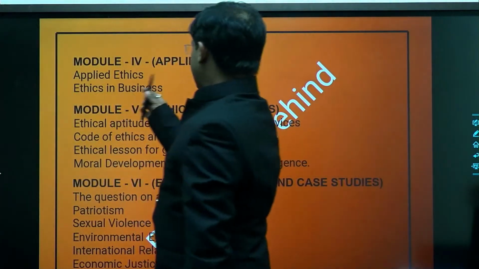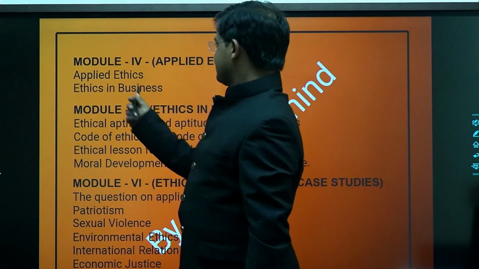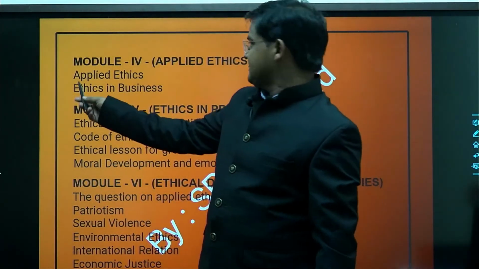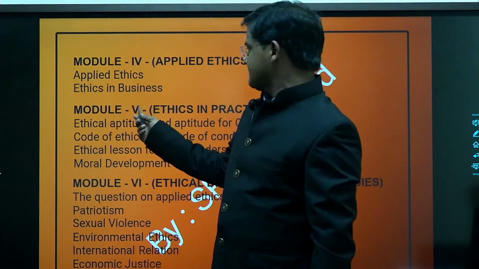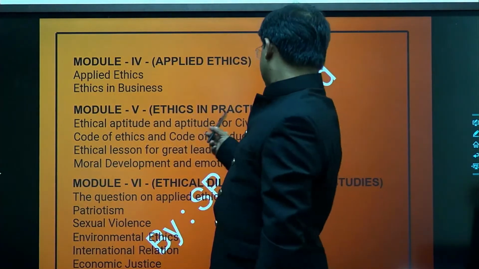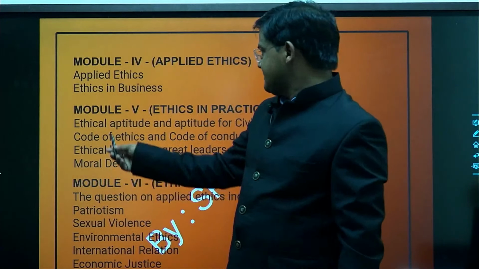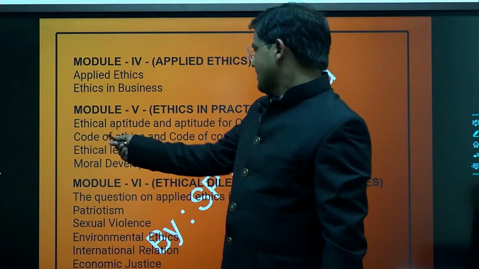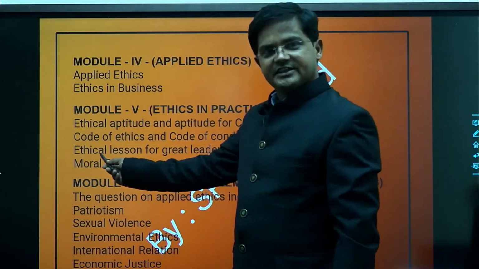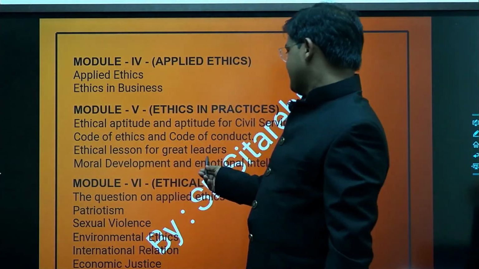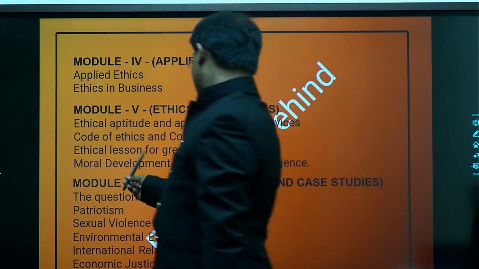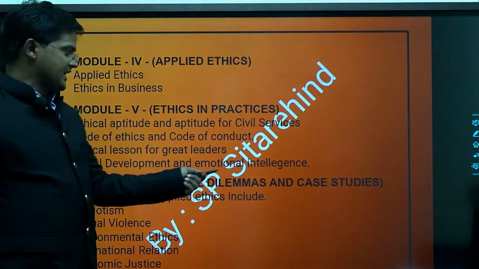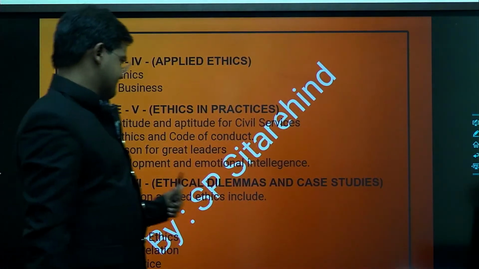Module 4th, applied ethics. Under it we will discuss applied ethics, ethics in business. Module 5th, ethics in practice. Under it we will discuss ethical aptitude and aptitude for civil services, code of ethics and code of conduct, ethical lessons from great leaders, moral development and emotional intelligence. Module 6.